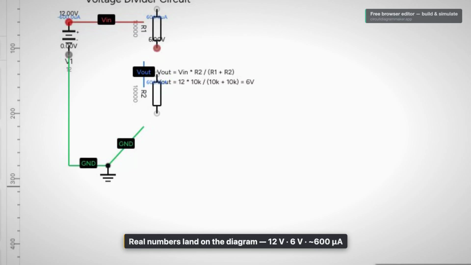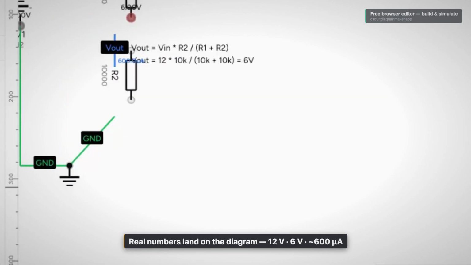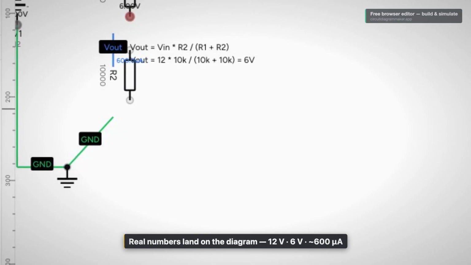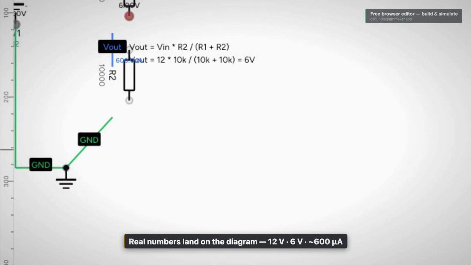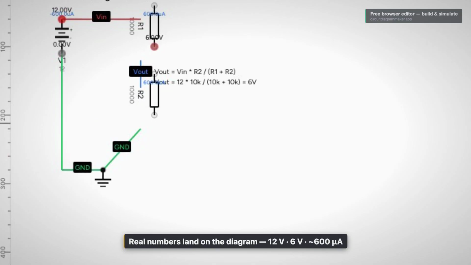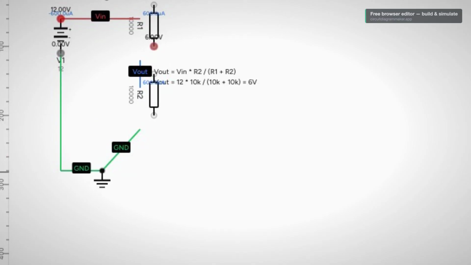The software solved Ohm's law for us. 12 volts across 20,000 ohms gives that 600 microamp current, and 6 volts across each 10 kilo ohm resistor. Exactly what the formula predicted. That's how you check a Class 10 answer. Build it and simulate it.